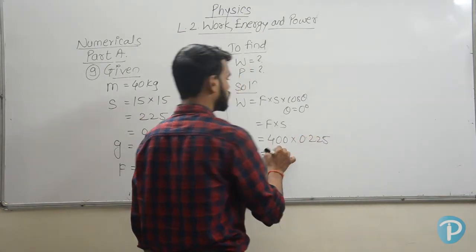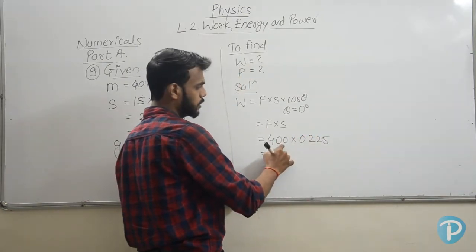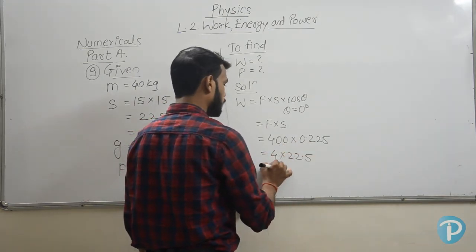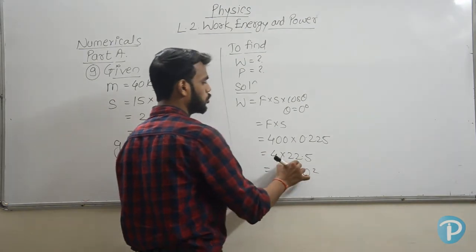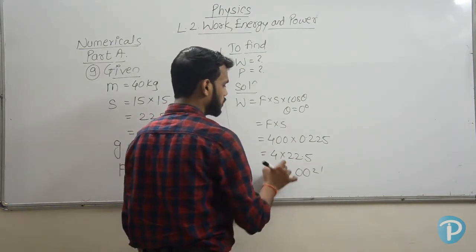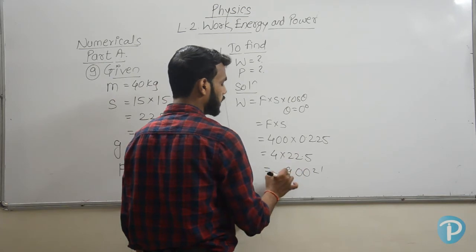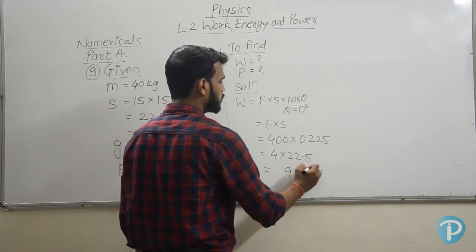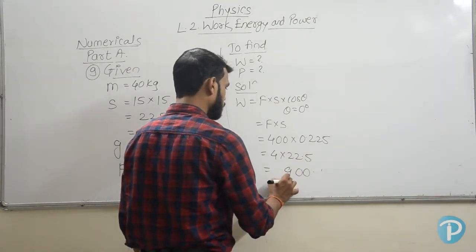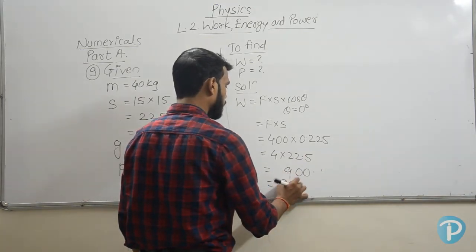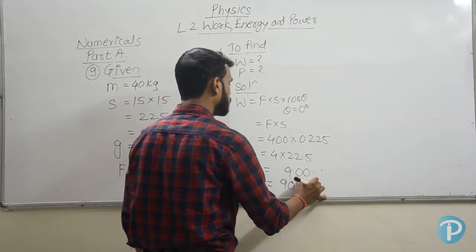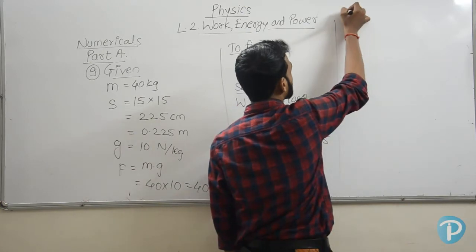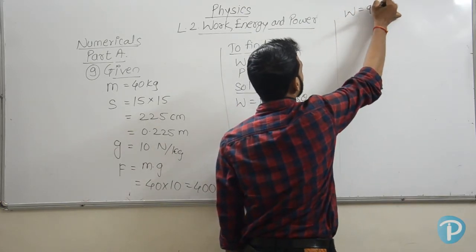We can shift the two decimals as we have two zeros here. So it will be 4 multiplied by 22.5. 4 5s are 20, carry 2. 4 2s are 8 plus 2, 10, carry 1. 4 2s are 8 plus 1, 9. And one decimal place, so this will be 90 Newton meter. That is nothing but W is equal to 90 joules.